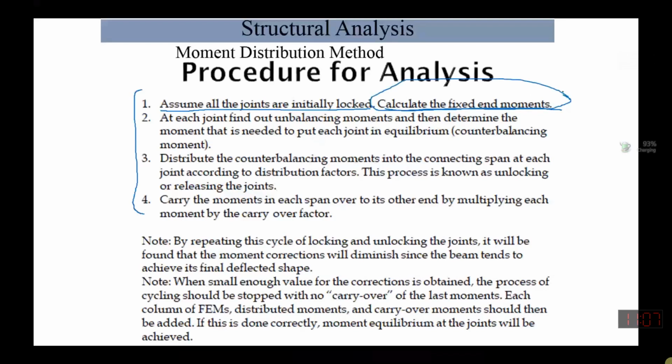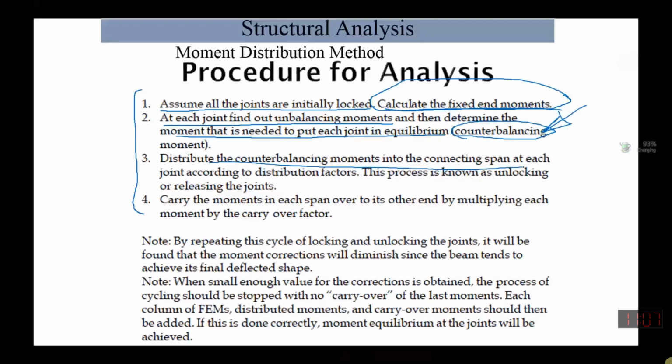Then second is at each joint find out unbalanced moment. So we will find out what is the balancing or unbalancing moment over there. Then determine the moment that needs to be put on each joint, meaning we will find out the counterbalancing moment. So step 2 is this one. We will find out the counterbalancing moment. Then we will distribute this counterbalancing moment to the connected spans according to distribution factor.